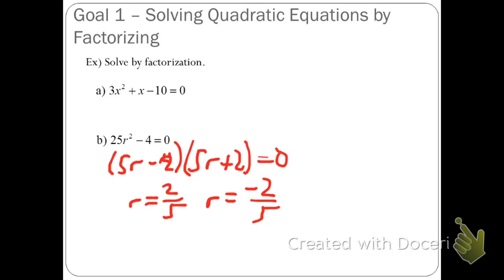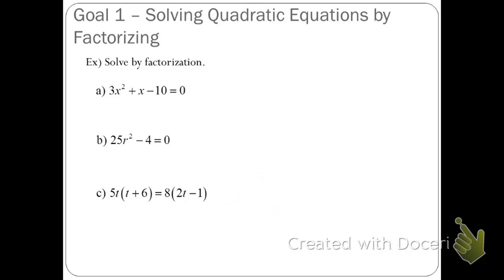All right, I have one that I want you to try on your own right now. It's going to be a little complicated, but you know all the fundamentals as far as how to do it. Okay? Now, this equation is not set equal to 0 right now, for one. What you're going to need to do is take care of the distribution on each side of the equation. So multiply 5t times t plus 6, multiply 8 times 2t minus 1. And once you've done that, set the equation equal to 0 and solve by factoring. Try it out now.